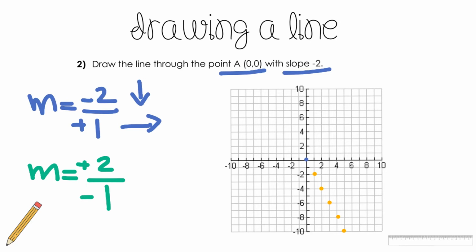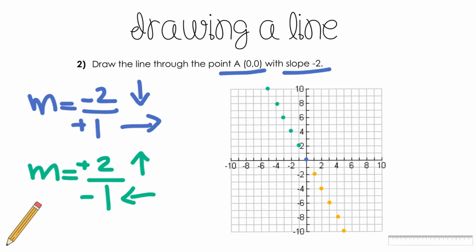Now, because our rise is +2, we're going to be moving up 2 units, and our run is -1, so we're going to go 1 unit to the left. So starting at our original point of 0, 0, we're going to go up 2 units, 1 to the left. Up 2 units, 1 to the left. Up 2, 1 left. Up 2, 1 left, up 2 units, and 1 to the left.